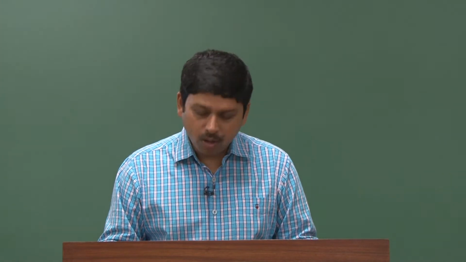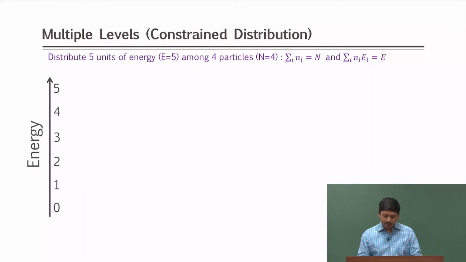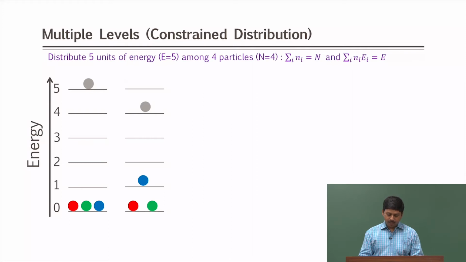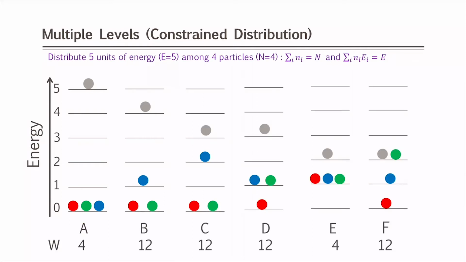And we are going to go to a little more complicated system of having 5 units of energy and 4 particles. This also we talked about, that you can get 6 possible distributions, and each of them has a different number of microstates. I already mentioned that the number of distributions you can get is by partitioning an integer into that many parts. For example, here the number of units of energy is 5. So, you partition the number 5 into 4 parts in order to get the number of distributions of having 5 units of energy among 4 particles.